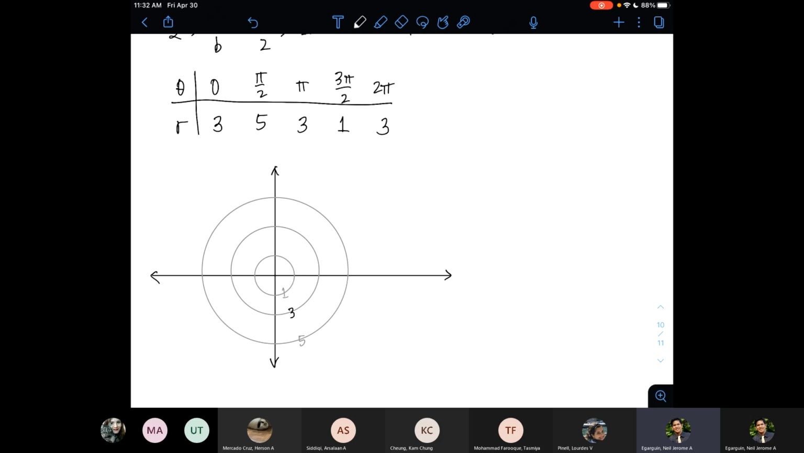So, when theta is 0, the radius is 3, so that's our point. At pi over 2, we are here. The radius is 5, so I'll go to the outermost circle, right? At pi, the radius is 3, so we are there. And then at 3 pi over 2, our value is 1, so go to the smallest circle. There we go. And then back to theta equals 2 pi. All right. And then we are expecting a limaçon with a dimple, so it should look like this.